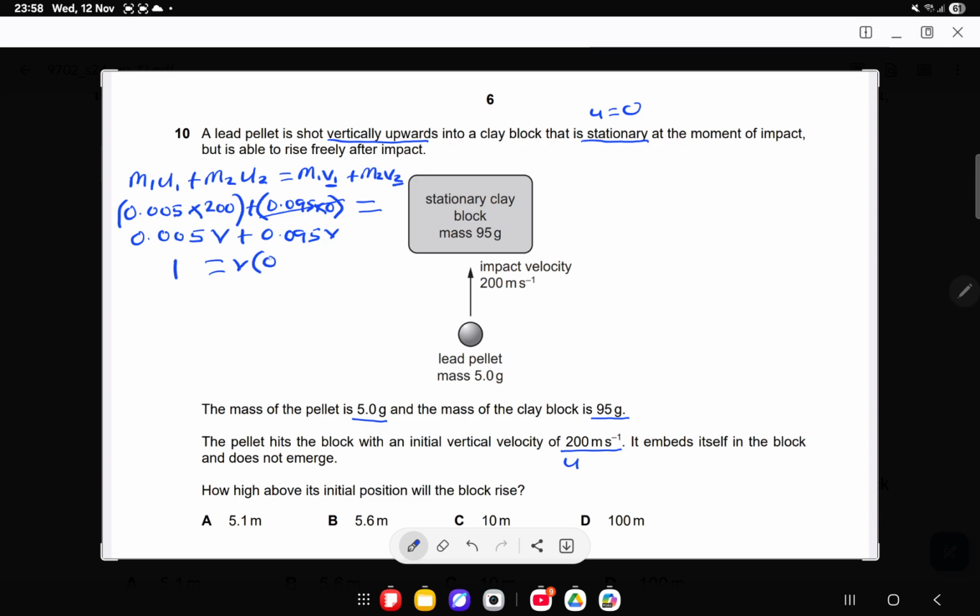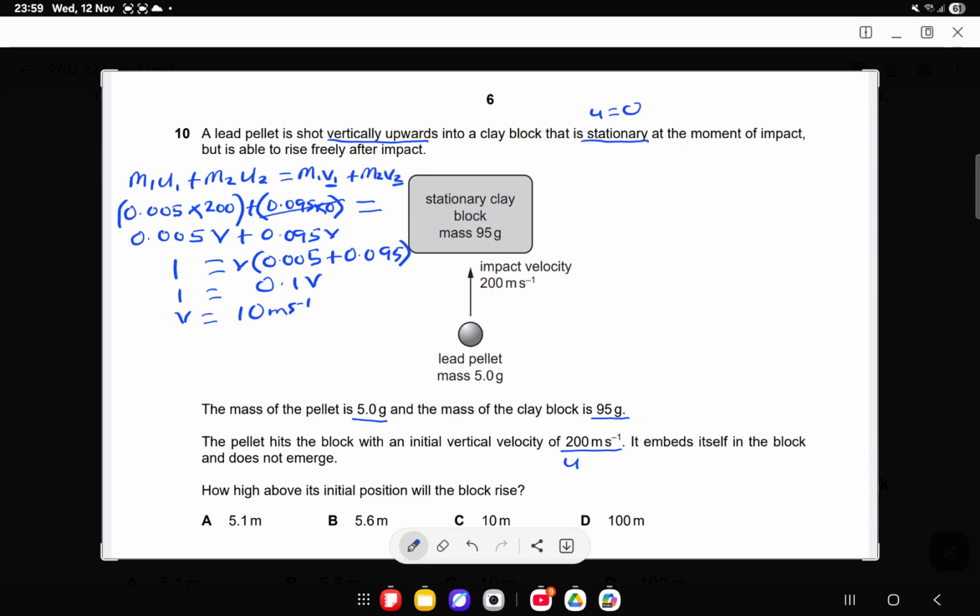So I have here 0.005 plus 0.095. So 1 is equal to 0.1 V. So my V is equal to 10 meters per second. Very important. So which means that now I have my V. So I've analyzed the momentum aspect.